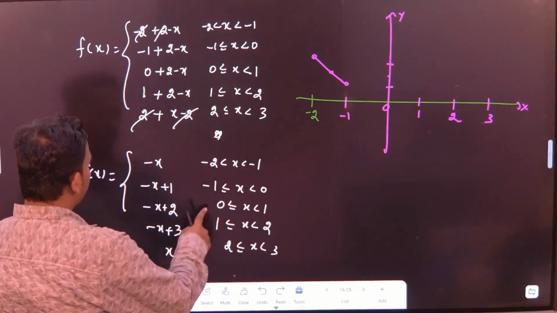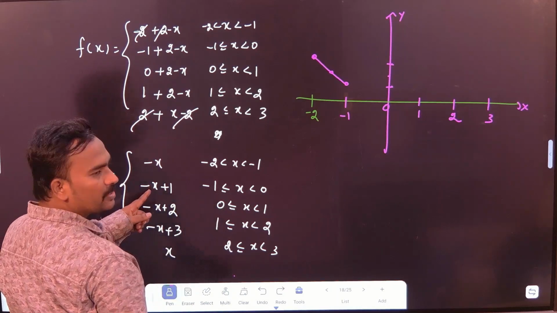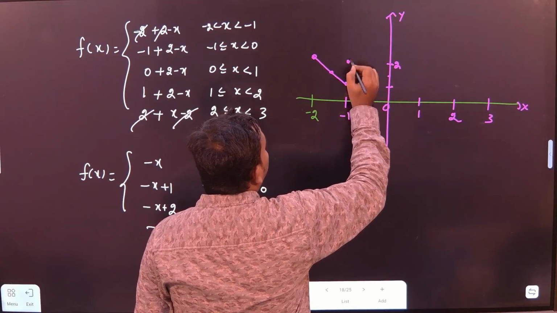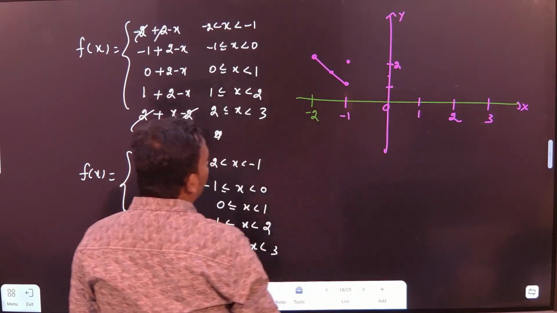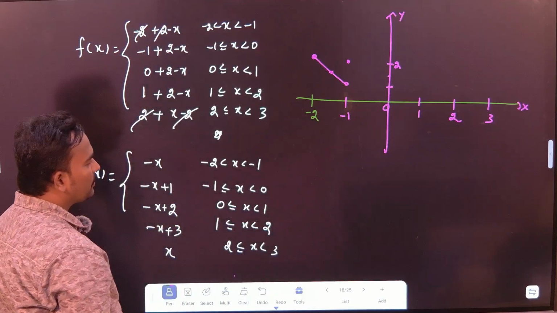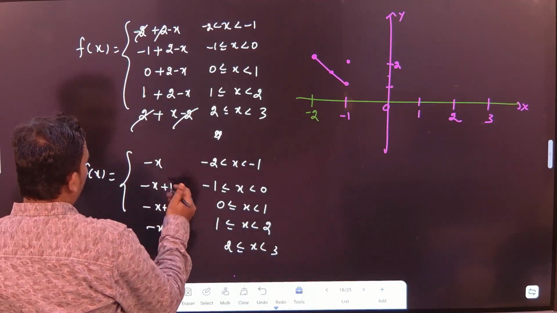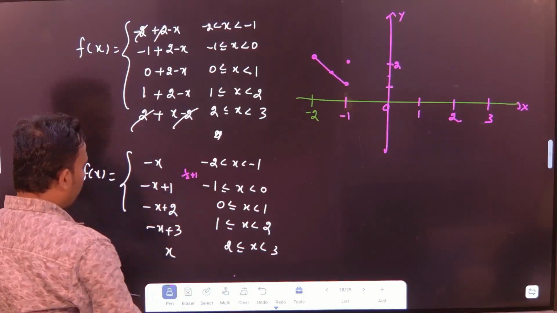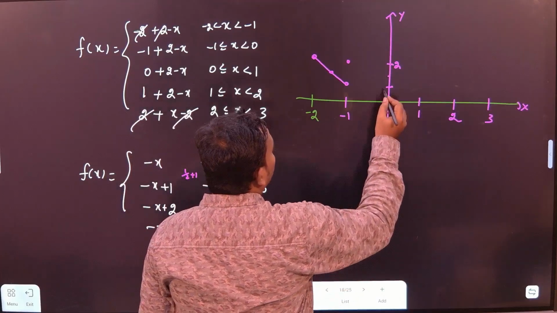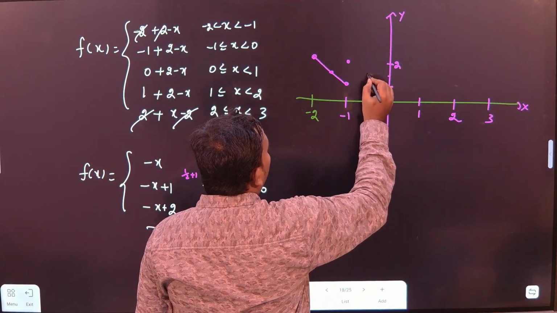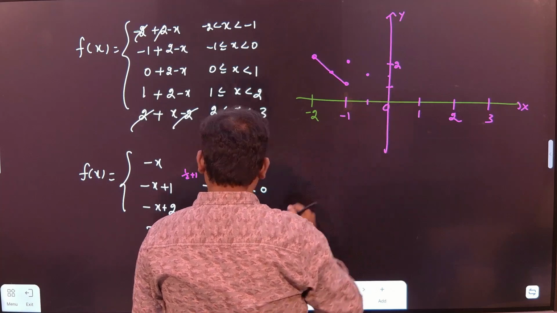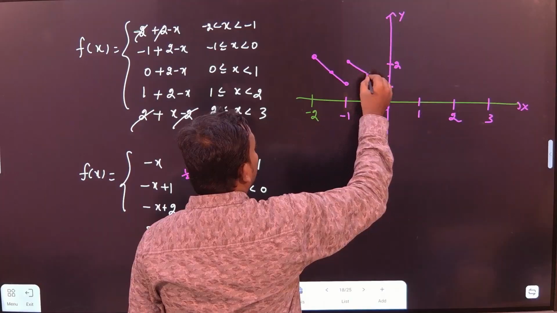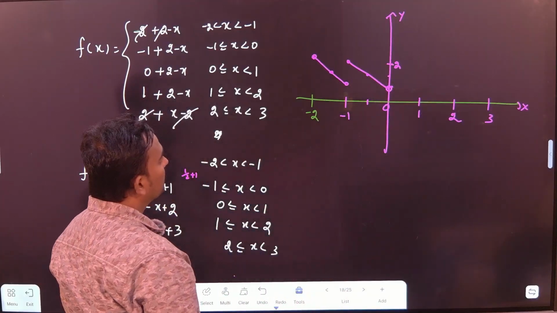Okay, next, minus 1 to 0 you can take. Let's substitute minus 1 here. Minus of minus 1 is plus 1, plus 2, so the value is 3. If I take minus 0.5, that is minus 1 by 2, minus of minus 1 by 2 is plus 1 by 2, plus 2, that is 3 by 2 plus 1, so 2.5. If I take 0, it will be 1, right? This graph is like this. It is not included.